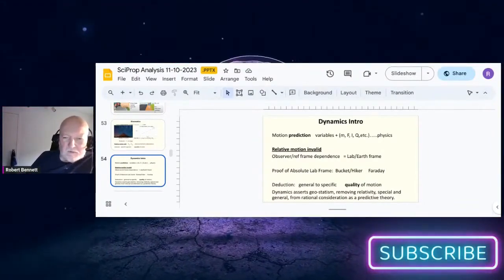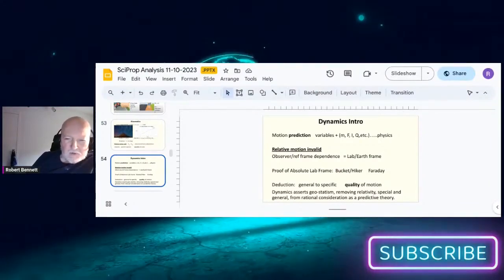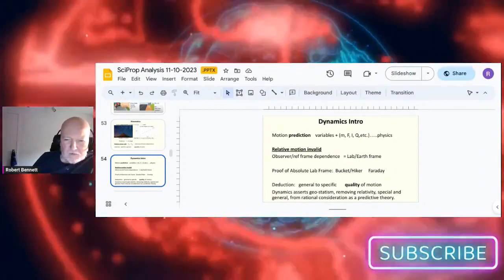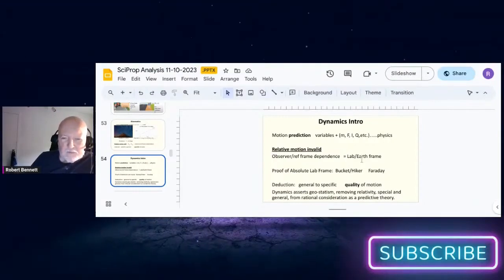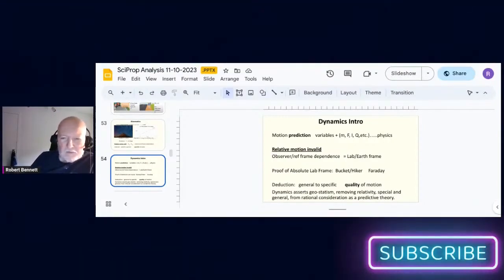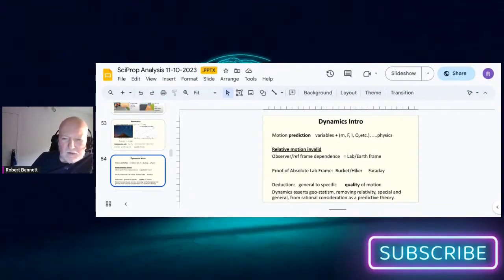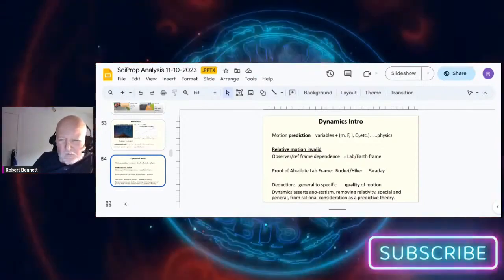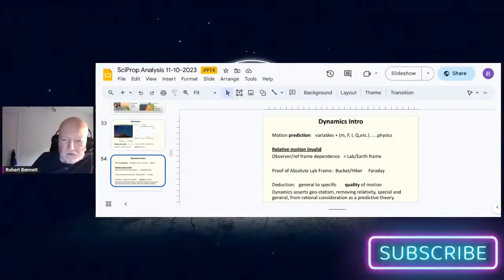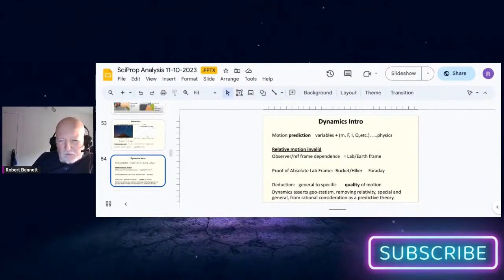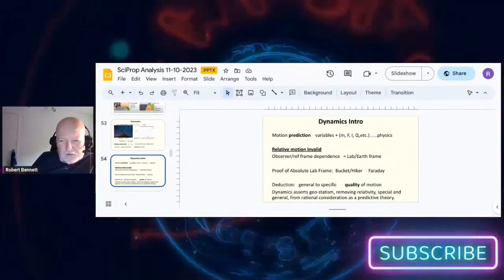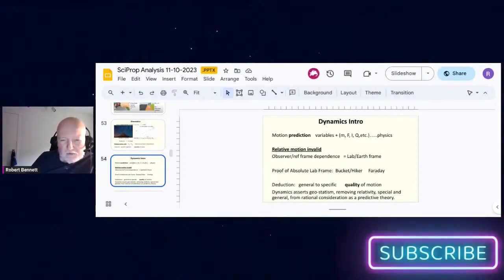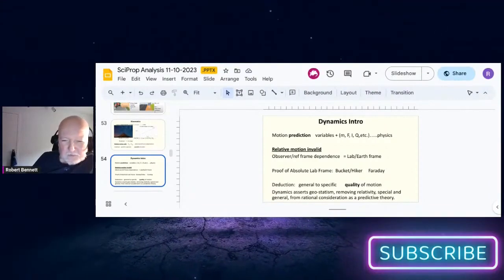Relative motion is invalid, and we're going to show that. We've already shown it with Newton's bucket and with the hitchhiker experiment. The observer and reference frame dependence means that we have a lab or Earth frame as an absolute frame. And we've used, as I said, the bucket and the hiker. And we will use an electromagnetic experiment, the Faraday experiment, to show that only the lab frame can be used in making predictions. So dynamics is always prediction, and kinematics is always measurement.